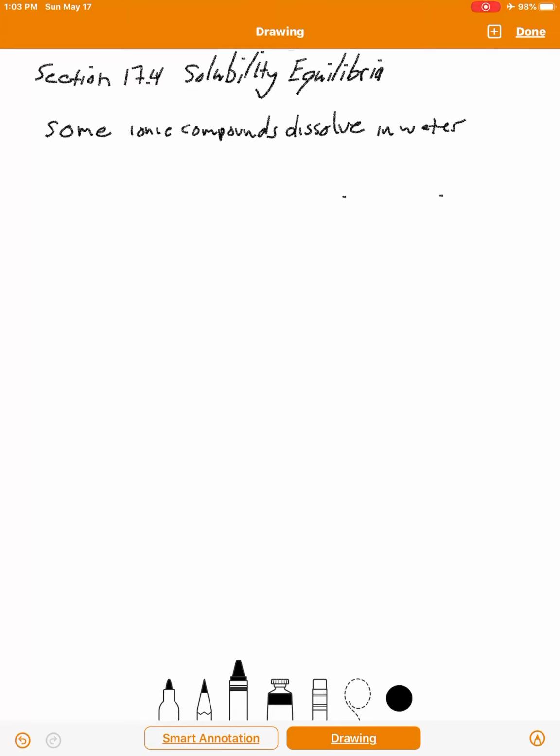For example, if you take a sodium ion and combine it with a chloride ion to form sodium chloride, and then dissolve that into water, what you'll find is the two ions will separate and become hydrated by the water molecules, right? So we have aqueous sodium ion and aqueous chloride ion.